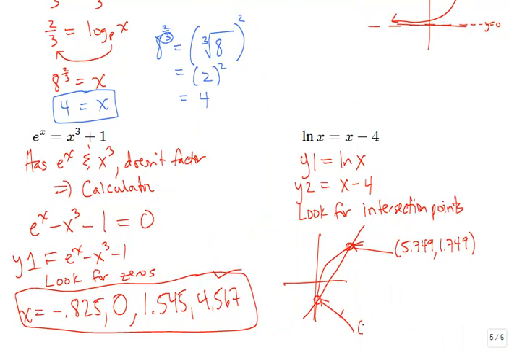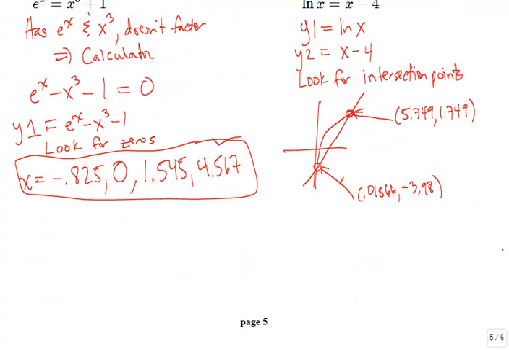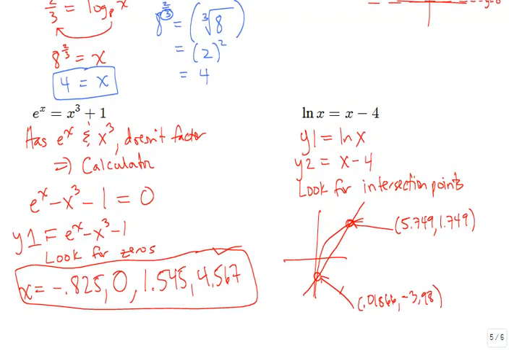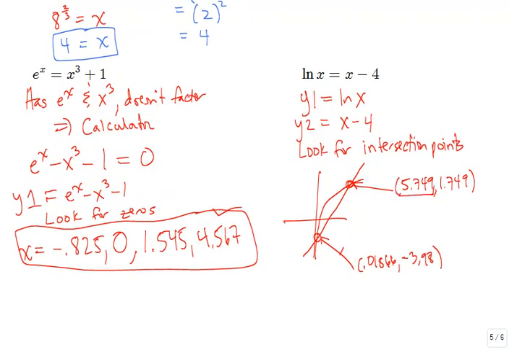So this was 0.01866, comma negative 3.98, something like that. And when you're writing your answers, remember this was really just solving for x, so you really only need to give these x values. Both of them are positive, so they're going to make ln of this x value defined. So both of them are valid solutions.